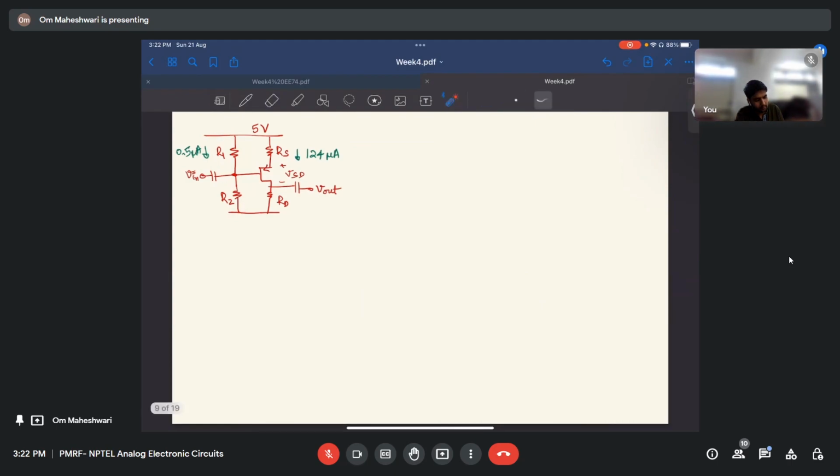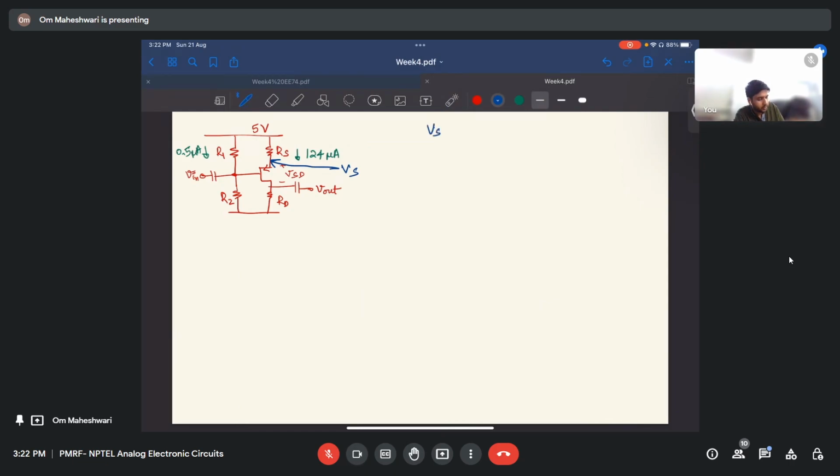we know we have this DC current and this DC current. So this 0.5 microampere is flowing through this branch, and this 124 microampere is flowing here. So let us first find the voltage here, Vs, because we will need it in the current equation. So let us find this Vs.